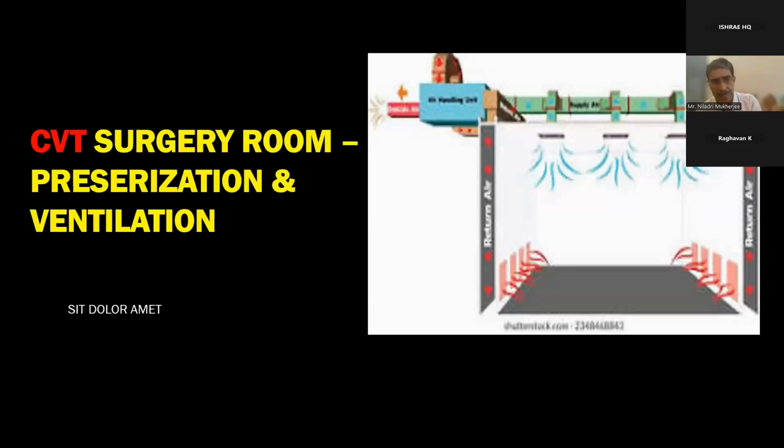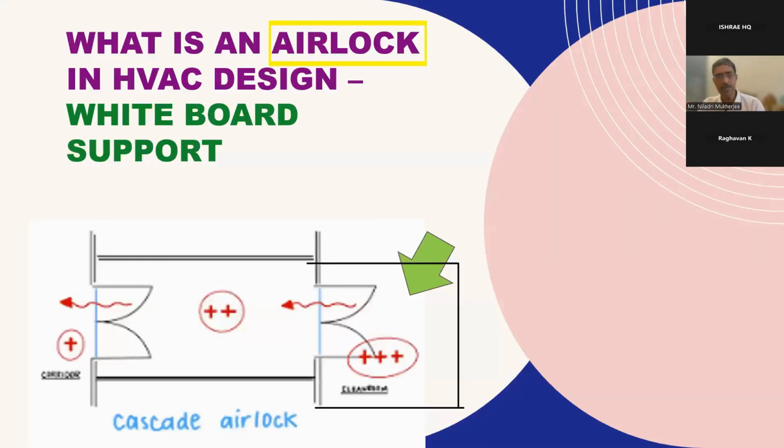Now you see the CVT surgery room. It is very important, coming with pressurization and ventilation. Very, very important. You need to give a pressure and you have to control the pressure systems between the rooms. So this is actually a cascade type airlock where the main core area is at a higher pressure, the middle one is at a lower pressure, and the side one is at a further lower pressure. This is the way the cascade airflow is followed in a surgery room.